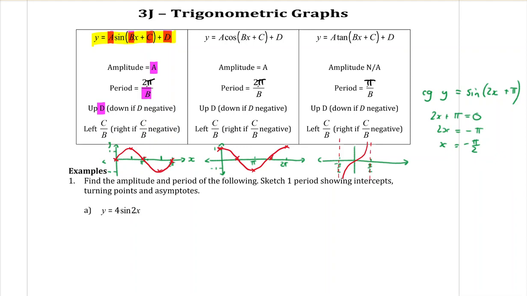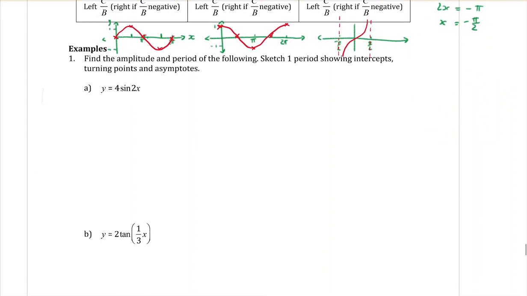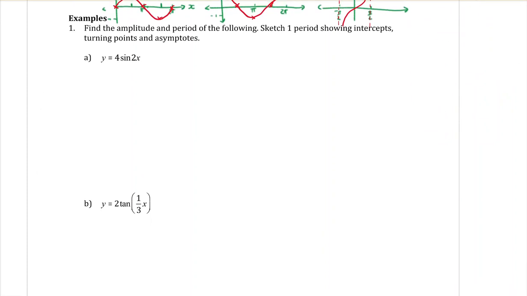Okay, so with those rules in mind, let's do a few sketches. We won't do too many things at once. Let's start with number 1. It says find the amplitude and the period for the following. Sketch one period of the graph showing the intercepts and the turning points and asymptotes where there are some. Okay, so y equals 4 sine 2x. The 4 out to the front is the amplitude. Okay, so let's write that down.